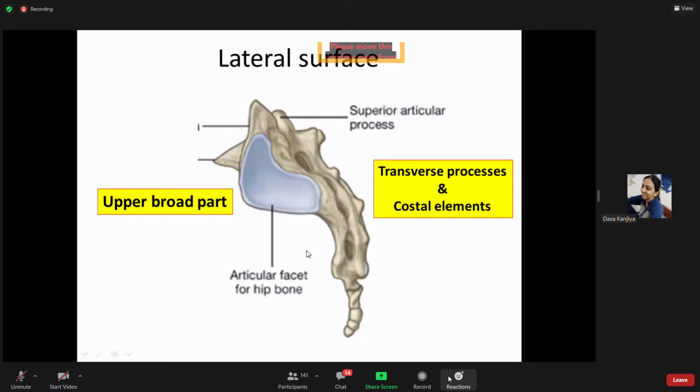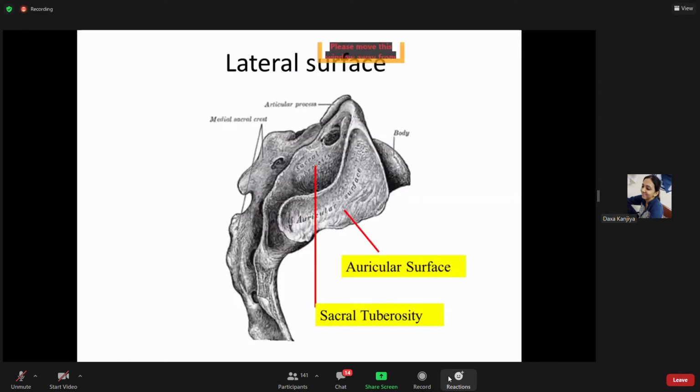If you remember the sacroiliac features of the sacroiliac surface of the ilium, here also there is an inverted L-shaped auricular surface. So this auricular surface of the sacrum articulates with the ilium of the hip bone and forms the sacroiliac joint. The auricular surface of the lateral surface articulates with the ilium.